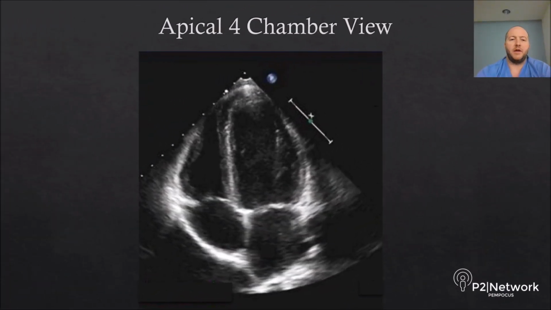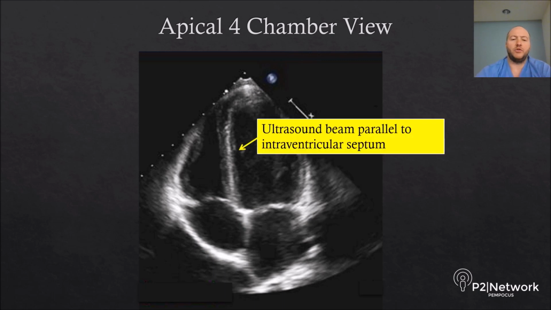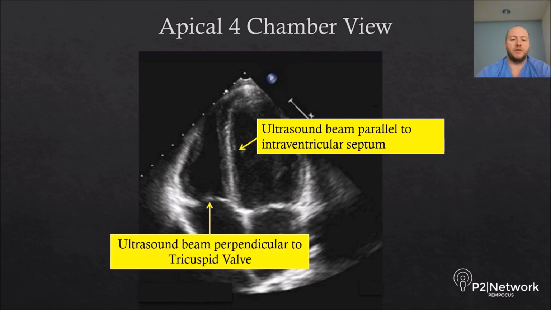In obtaining our optimal apical four-chamber view, we want to assure ourselves that we have the ultrasound beam parallel to the intraventricular septum and perpendicular to the tricuspid valve.